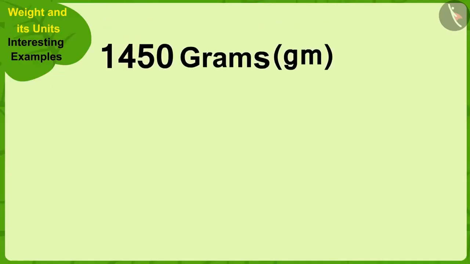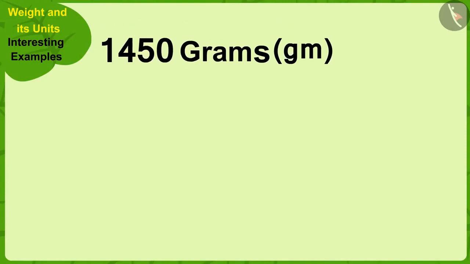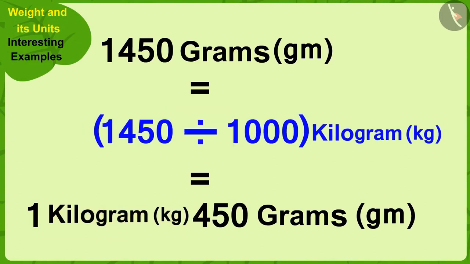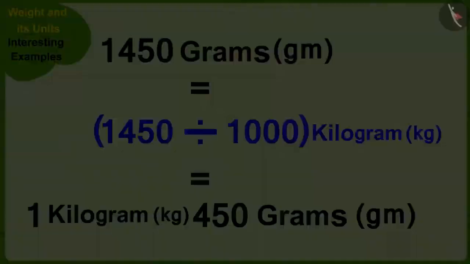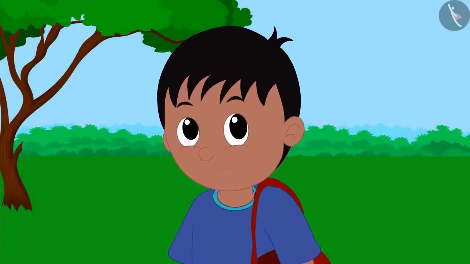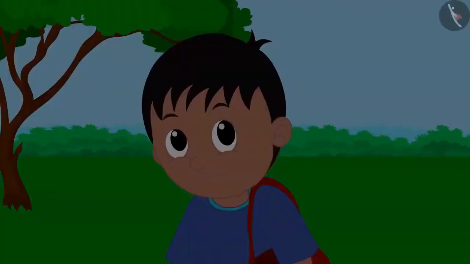Children, remember that whenever we have to express the number written in a small unit to a larger unit, we use the process of division. Okay, I have to buy 1 kilogram and 450 grams of paneer.